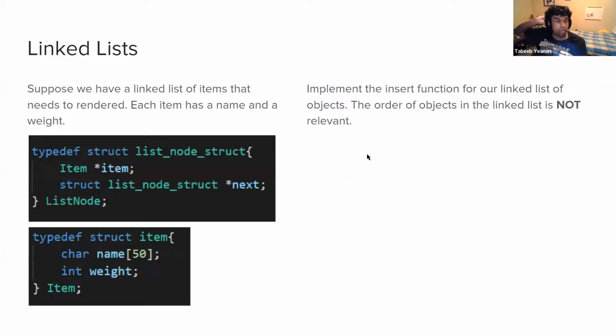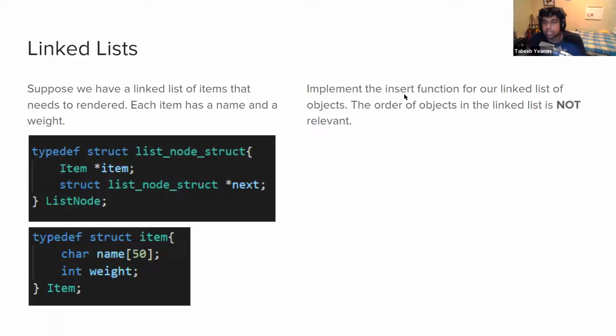This was a question that appeared on the 2020 midterm, so I think it's a good one to take up. Suppose you have a linked list of items that need to be rendered like this, the example that we just took up. Same thing: it has a pointer to an X. This is the list node, and then the item nodes have a name and a weight.